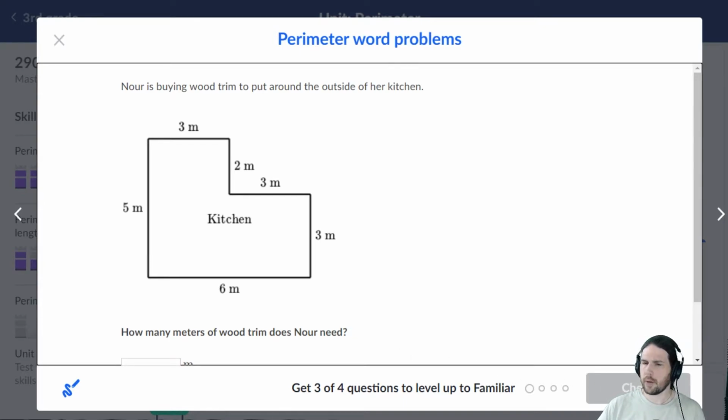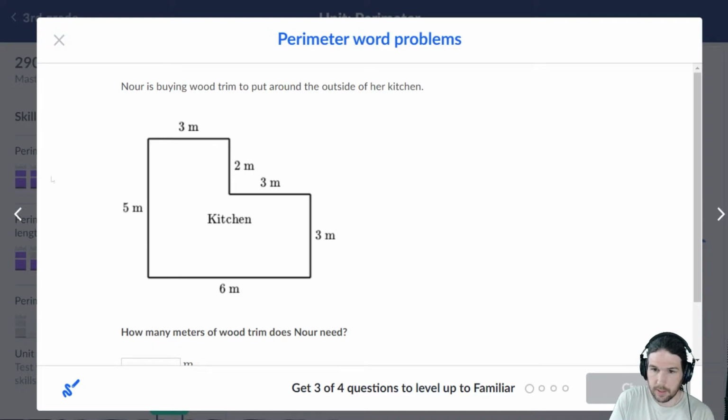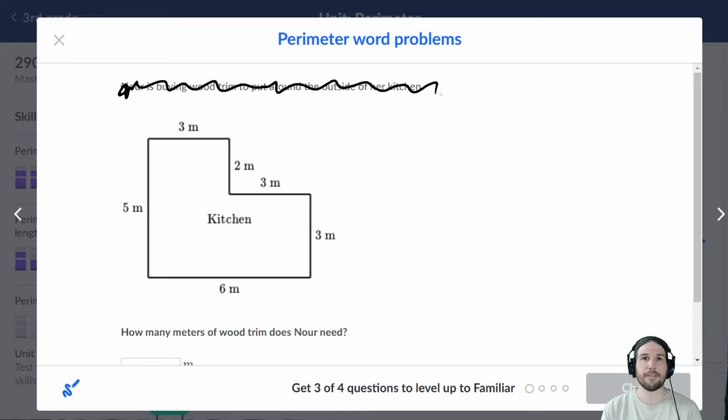Noor is buying wood trim to put around the outside of her kitchen. So in this case, we are very, very gently easing our way into word problems because it's really just an addition problem again. This is not actually a word problem. You could totally just ignore all of this text. It could just say find the perimeter and you'd be good.